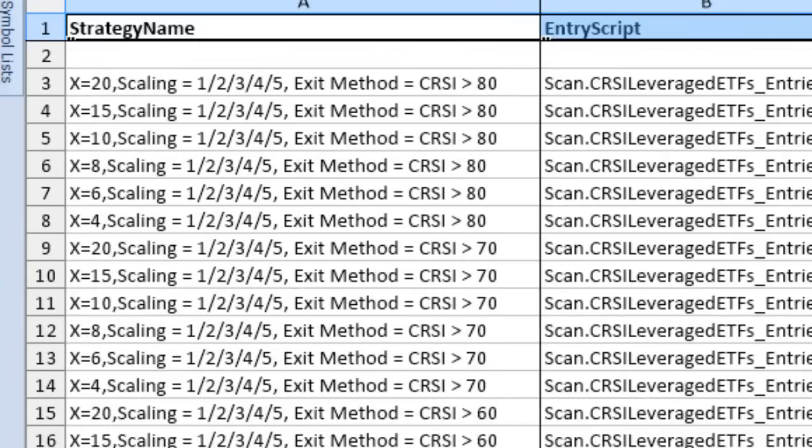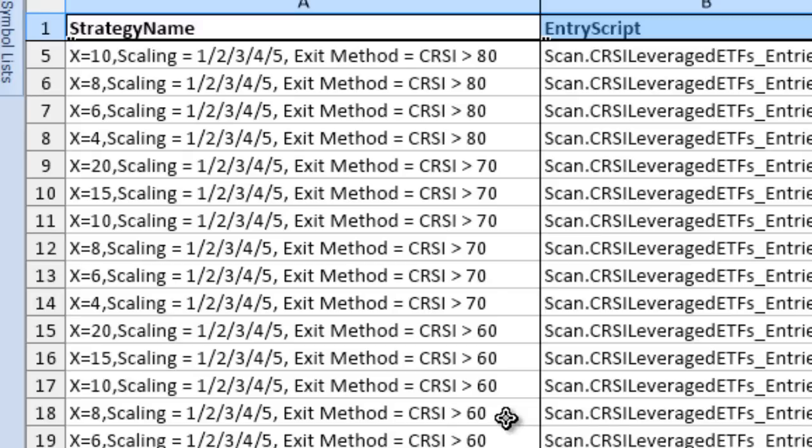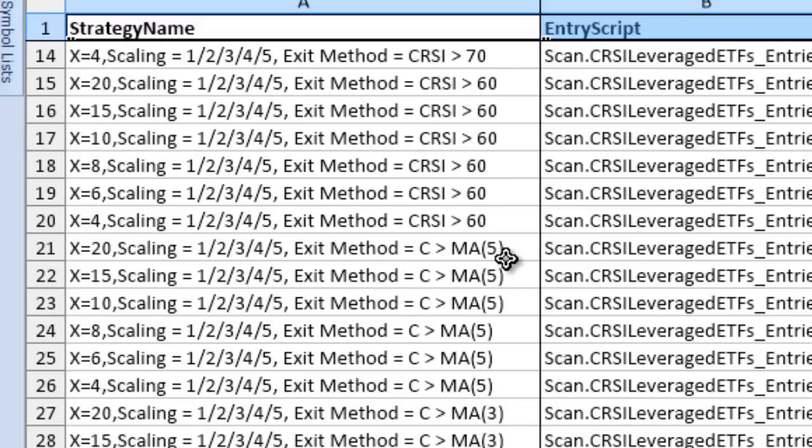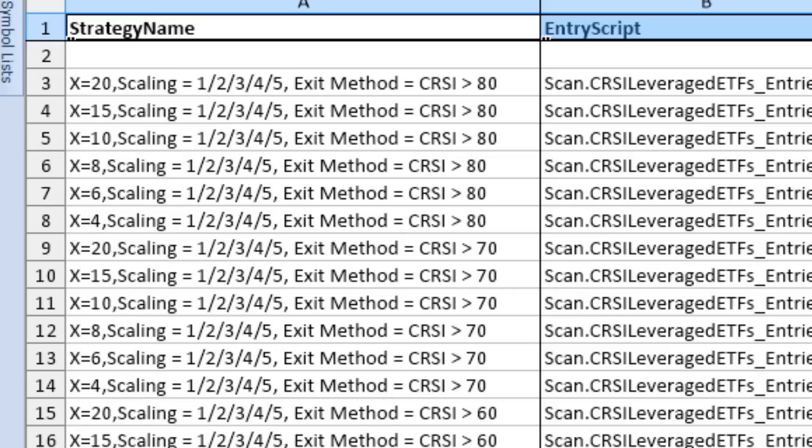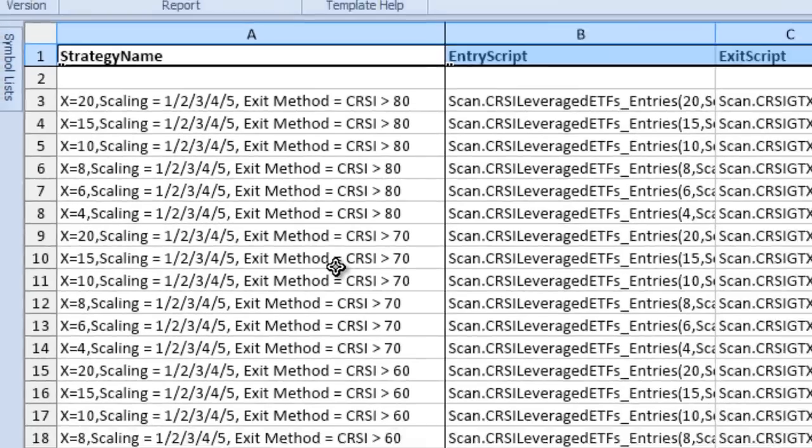So there's around 30 variations being run from where the Connors RSI value varies from 20 down through to 4, and where the exit method varies from Connors RSI being greater than 80 to 70 to 60, and then down to close being greater than the 5-period moving average and close being greater than the 3-period moving average. All of these are discussed in the strategy guide, so take a look at the guide and make sure you understand what these different parameters here mean.